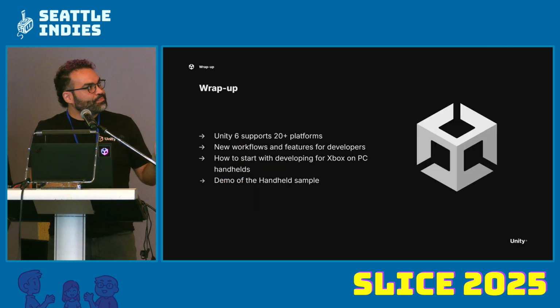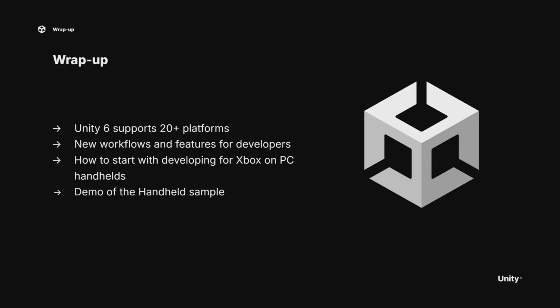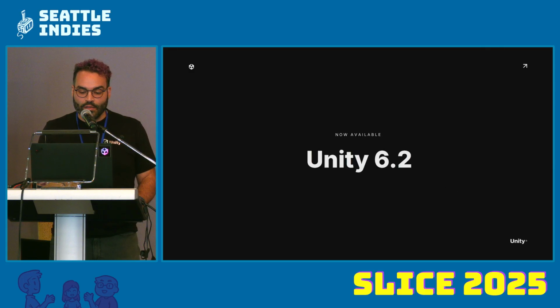Again, just to wrap things up, Unity 6 supports 20+ platforms. There's a lot of cool workflows and features that we developed in Unity 6, like multiplayer mode, build profiles, platform browser, and a lot more. And we showed you how to get started with developing for Xbox on PC handhelds. And we showed you a demo of the handheld sample. Just a reminder that Unity 6.2 got released, and it's available now for everybody to use.